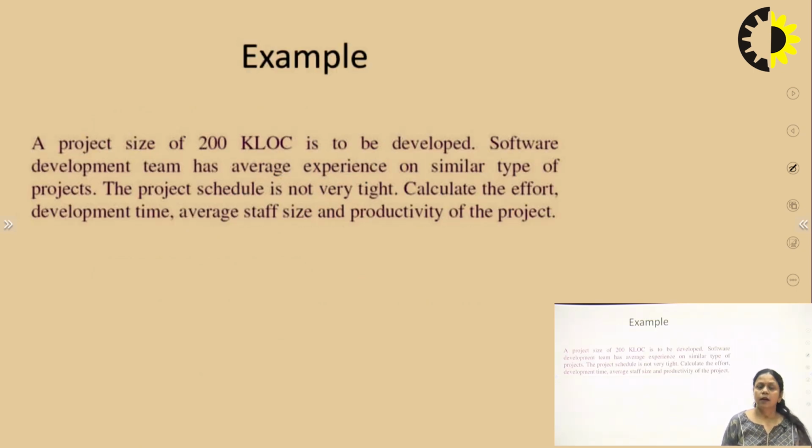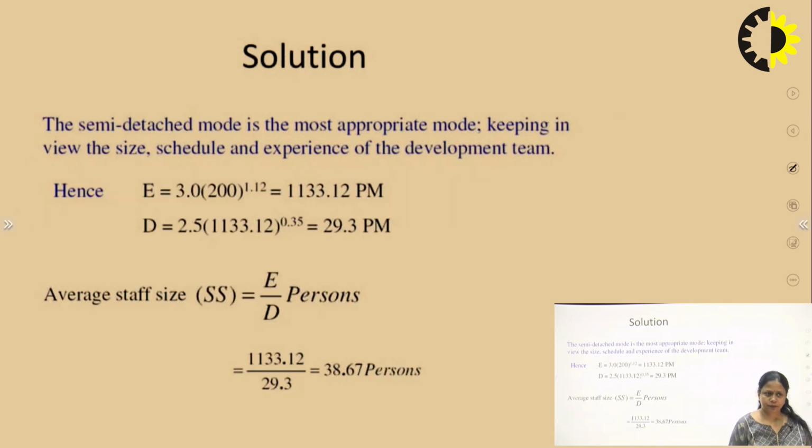Okay. Now next example, again I am going to explain the next example of the COCOMO model. A project size of 200 kilo lines of code is to be developed. The software development team has average experience on similar types of projects. The project schedule is not very tight. Calculate the effort, development time, average staff size, and productivity of the project. So you can see here, again we have the kilo lines of code given in the question, but the mode of the project is not given in the question. But it is given that the software development team has average experience on similar types of projects, and the schedule is not very tight. So we can say that it can be a semi-detached type of project.